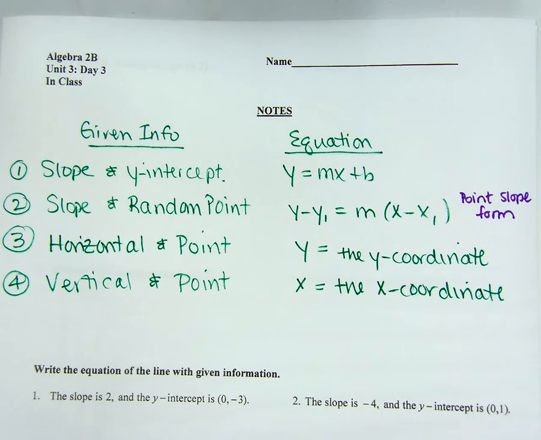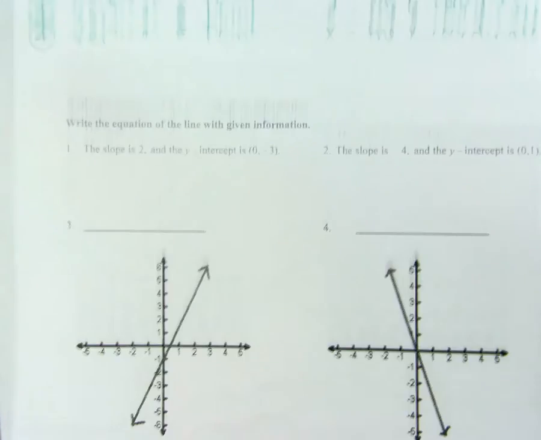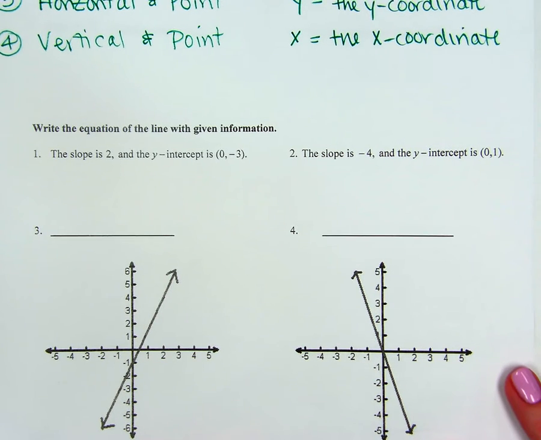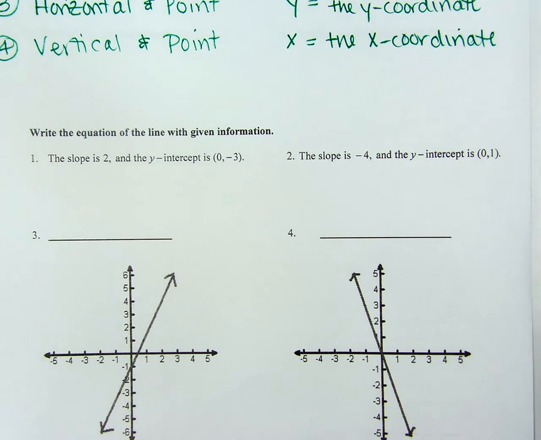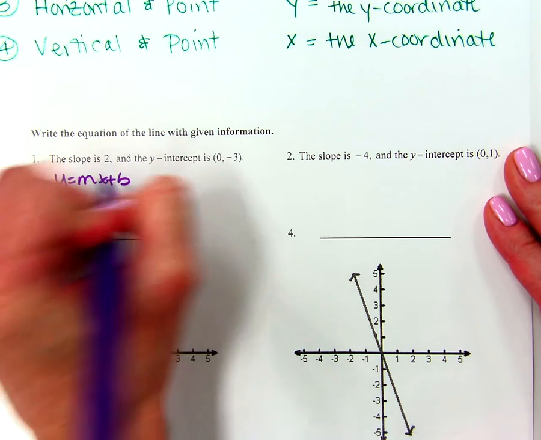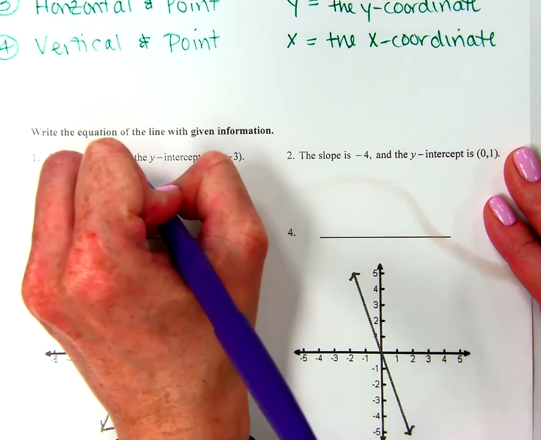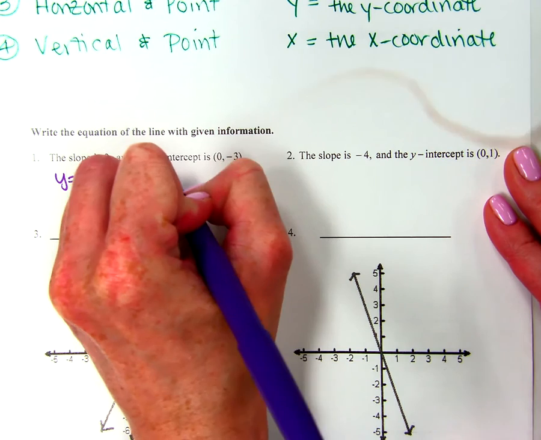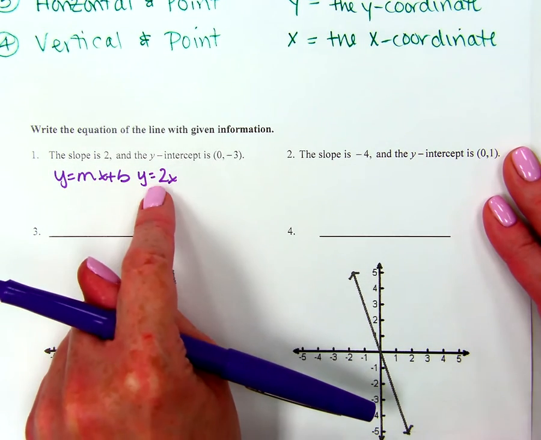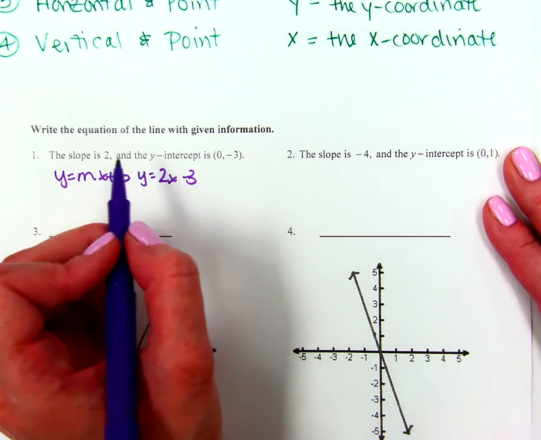So let's get started. Let's look at number 1. Number 1 says, write the equation of the line with the given information. It gives us a slope and a y-intercept, so we're going to put it into y equals mx plus b form. All we're going to do is take our slope and substitute that in for our m. So that's y equals 2x, and then our b is just going to be our negative 3. So y equals 2x minus 3.